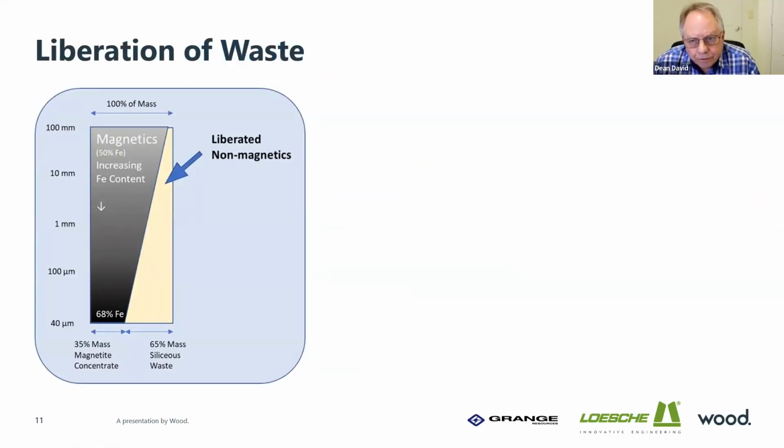This is a bit of discussion about what we want to do when we are trying to upgrade a magnetite deposit. If we come to the top here of this diagram, you'll see there's 100 millimeters up here.